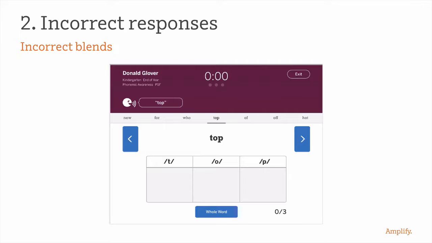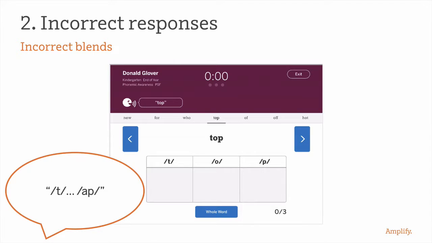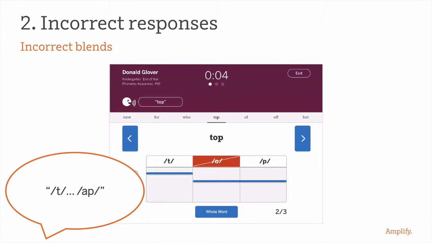Here's how to record incorrect blended sounds. If a student blends some sounds together, draw a continuous line beneath the blended sounds and tap only the phonemes the student segmented incorrectly. For example, if the word is top and the student says t, app, draw a line under the t and a continuous line under ah, p, and tap the ah. The red box indicates an incorrect sound.